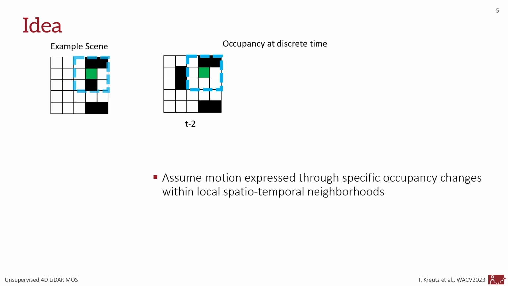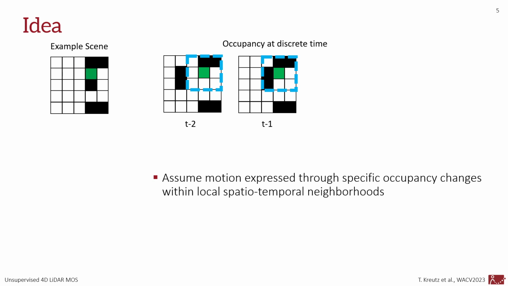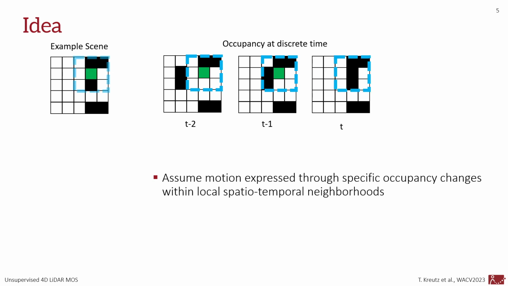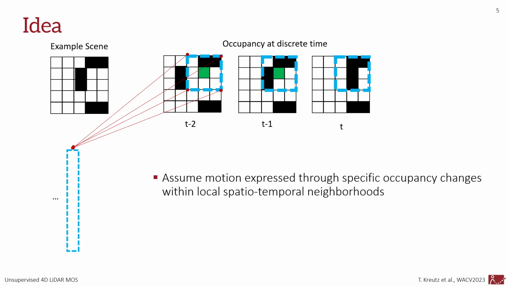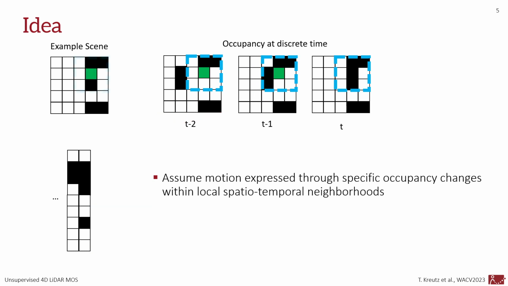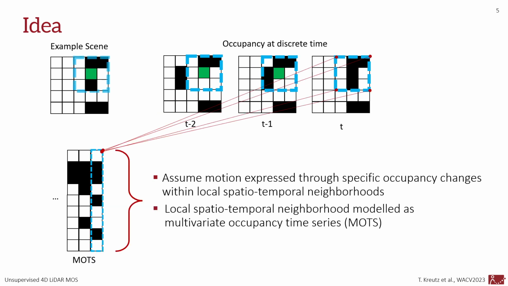The occupancy changes are first broken down into discrete time steps. Afterwards, we flatten the neighborhood into channels of a multivariate time series and collect the occupancy values. We repeat this for each time step and obtain a multivariate occupancy time series, in short MOTS, that models a voxel's change of occupancy over time.